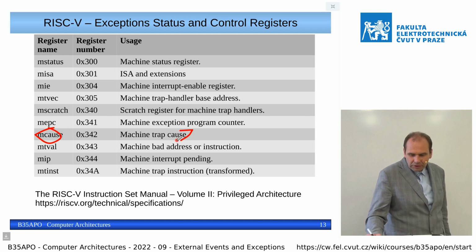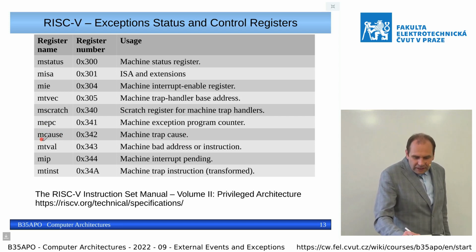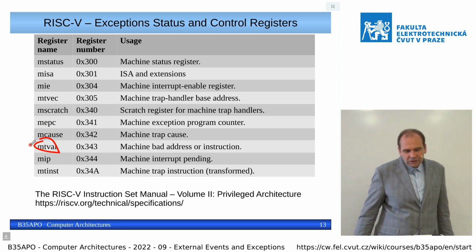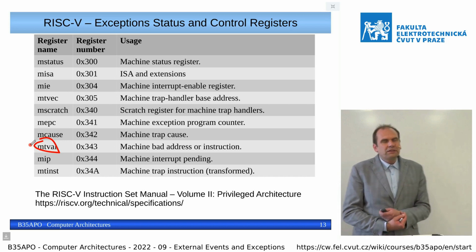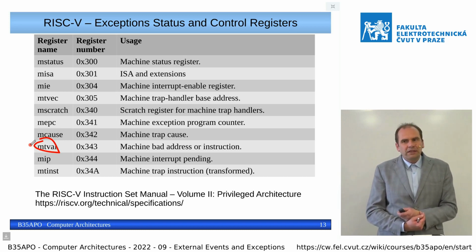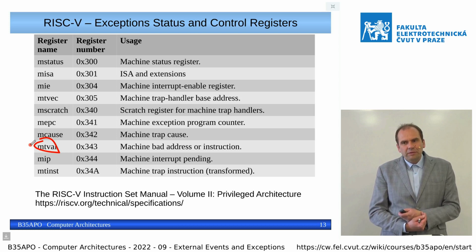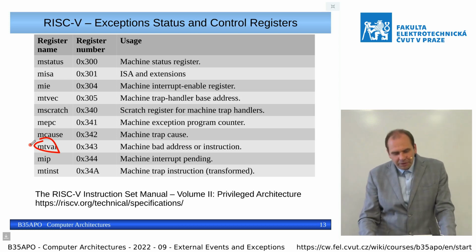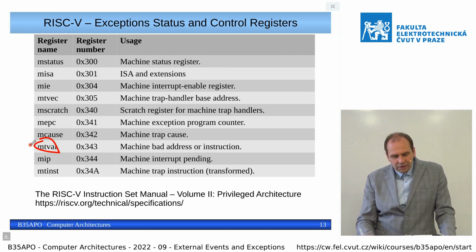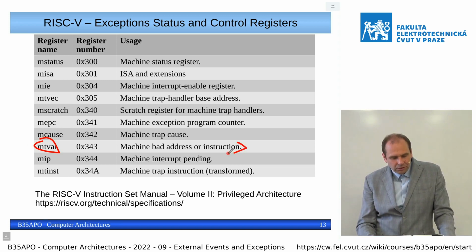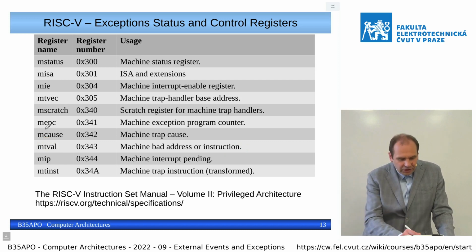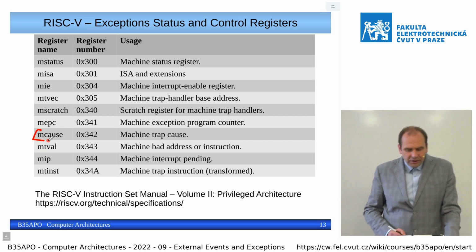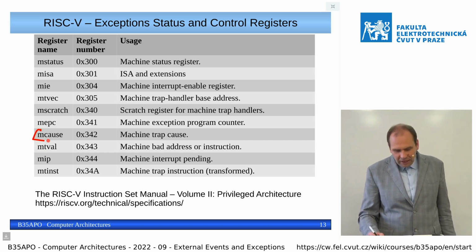Then we need to know what is the reason for a given exception, so there is the mcause register. Then we have the mtval register, which is usually the memory address, the virtual memory address of the location which, for example, cannot be read or written, or the instruction cannot be read from, and so on. So it is some information connected to a given exception type.